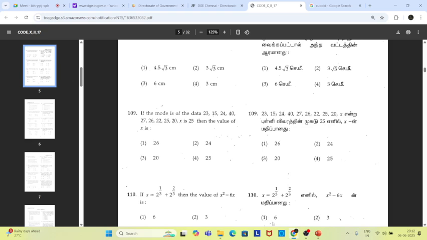Only when x equals 25 does 25 appear 2 times. If x is 25, then 25 appears 2 times in the data, so the mode is 25, isn't it? Yes, sir. Suppose they say the mode is 22, then what is x? 22, sir, because 22 appears 2 times. So that is what is asked.